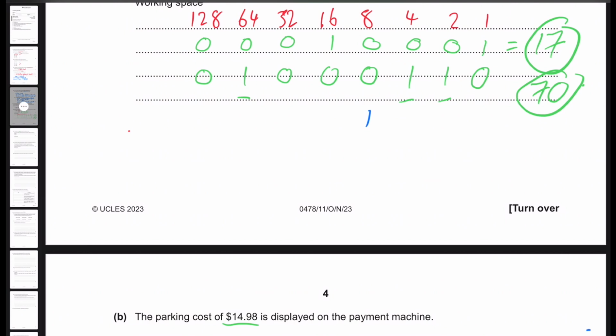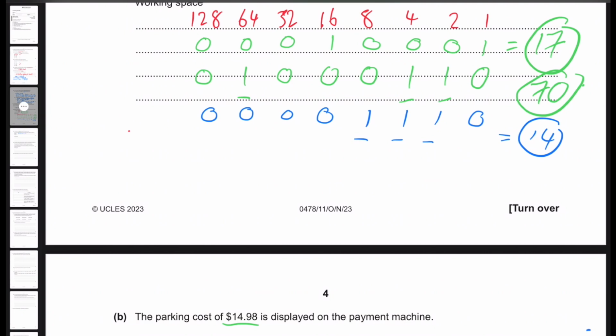So 14 would be one lot of 8. 4 would give me 12, a 2 would give me 14, a 0. That would be 14, so I can put zeros in these. So 8 plus 4 plus 2 equals 14. Okay, so that register would be 0, 0, 0, 0, 1, 1, 1, 0.